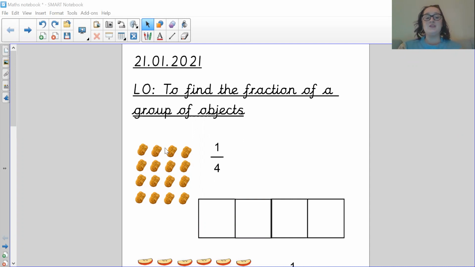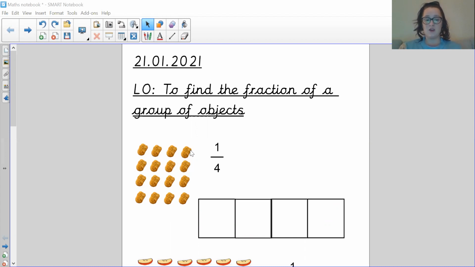What we're going to be doing is finding a quarter of them. That is why I've got this bar chart at the bottom here, because our whole is split up into 4 parts. First of all, we need to find out how many chicken nuggets we've got. So let's count them.